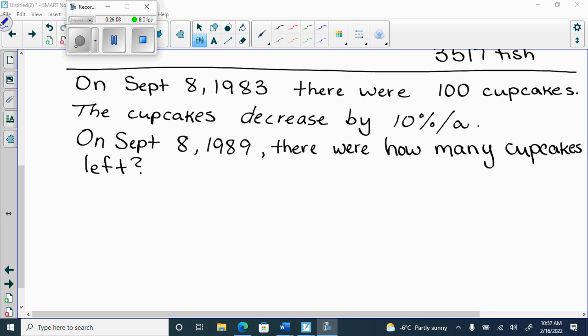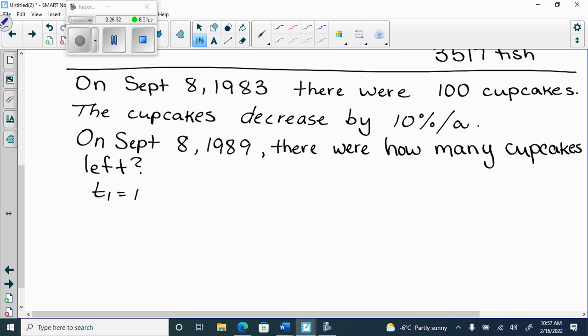So there were 100 cupcakes in 1983, so that's the beginning, right? If I said there were 100 cupcakes in 1989, what would it be? It'd be TN, not T1, right? So I could give you the last term and not the first term, correct? I can give you how many are in the last term. But I didn't. I gave you the first. Okay.